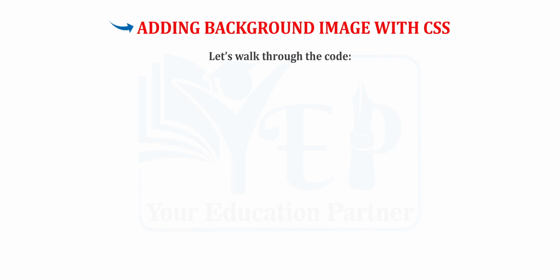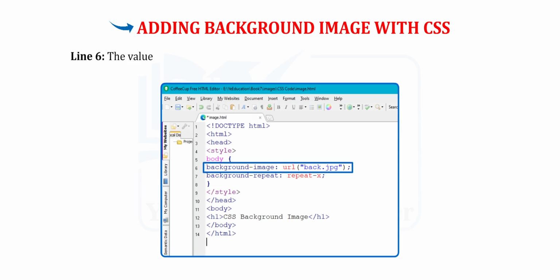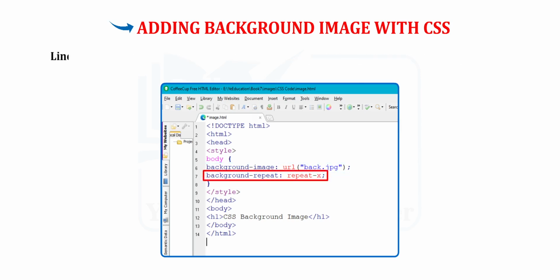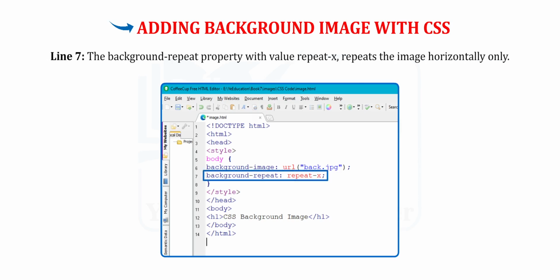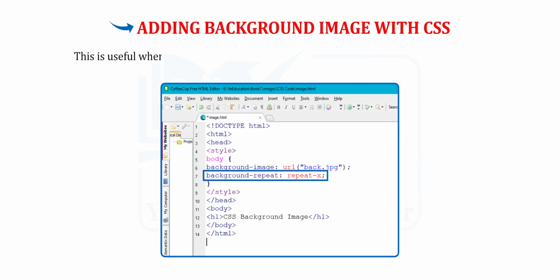Let's walk through the code. Line 6, the value of the background image property sets back.jpg as the web page background. Line 7, the background repeat property with value repeat-x repeats the image horizontally only. This is useful when the image is a little short in size and does not cover the whole page.